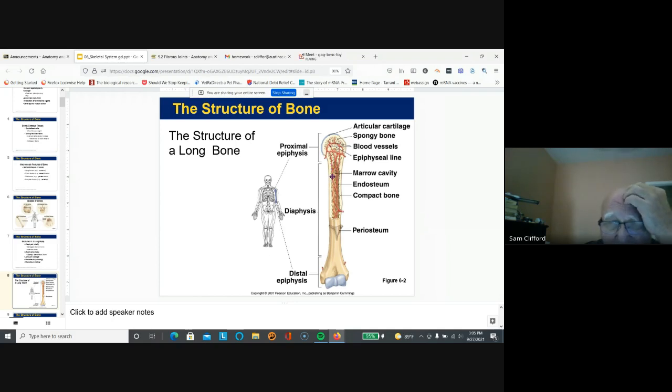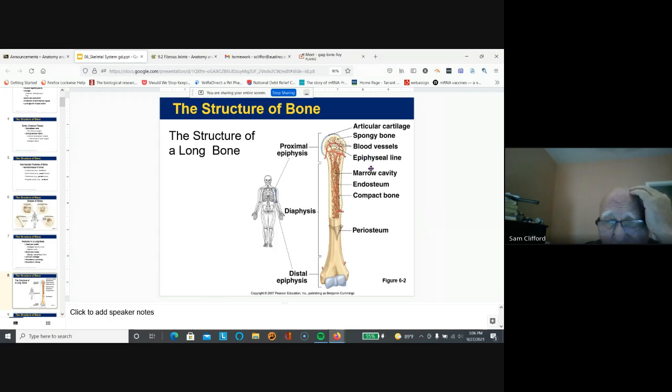Bone is a very active tissue. It's growing, it's adjusted as you change weight or go through puberty. Male bones are usually bigger and have different markings for attachment for larger muscles. The articular cartilage is at either end of a long bone. So make sure you know these terms.